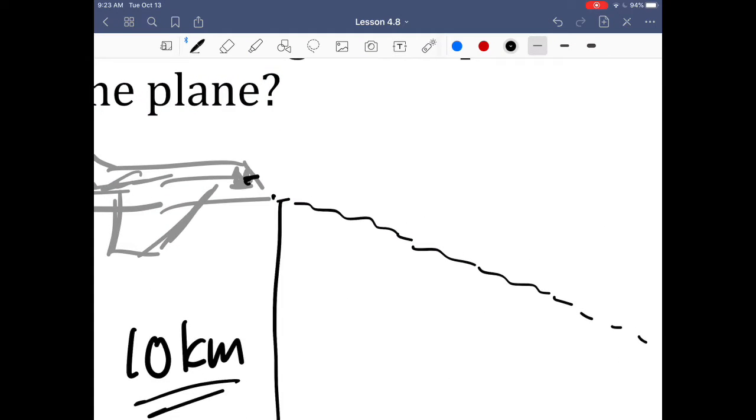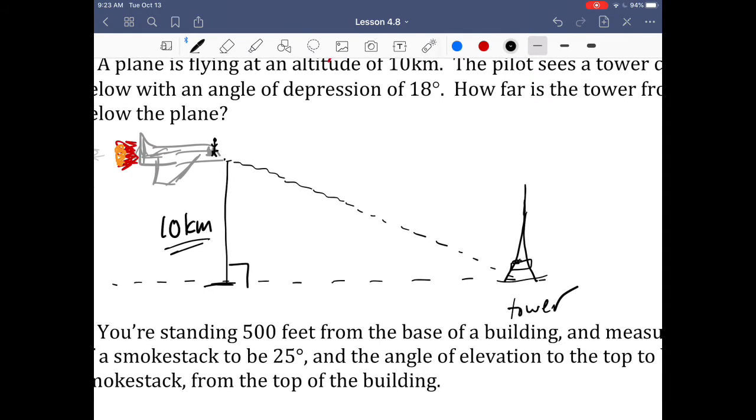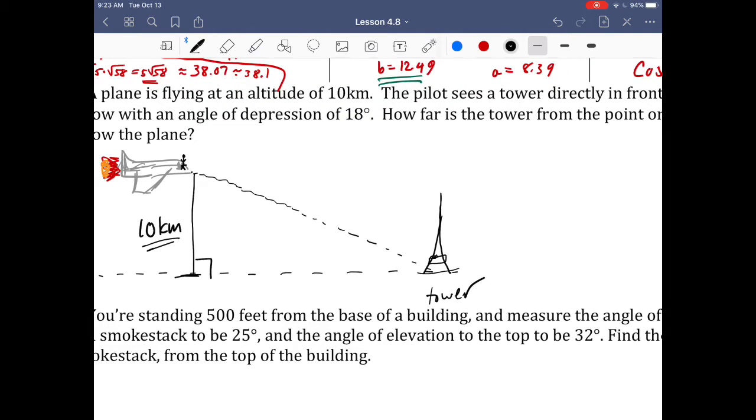I guess we could draw a little pilot. He's hanging out of the cockpit there, and he is seeing a tower off in the distance. So he's flying the plane, looking down at a tower. And now here's a vital phrase: angle of depression. Depression, of course, meaning down.